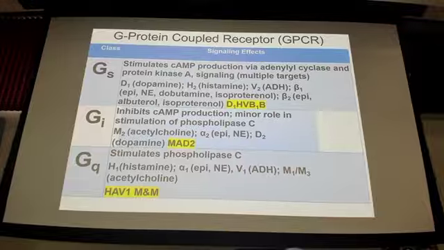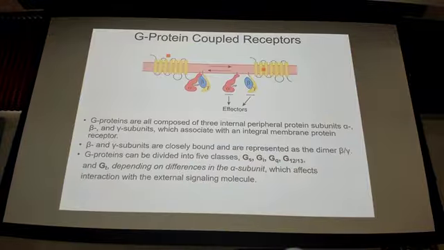Sir, what breaks the alpha and beta subunits? It's broken when the ligand, the extracellular ligand, will bind to this protein. That triggers the conformational change of the protein. And then what happens is a phosphate interacts with this GDP to make it GTP, and then that triggers the cascade.